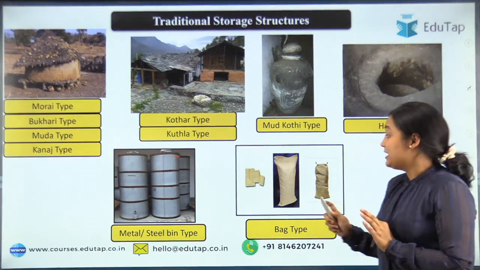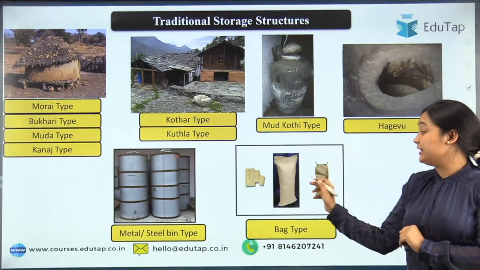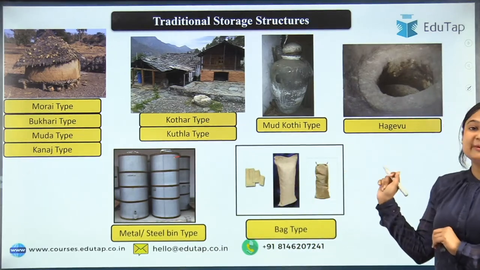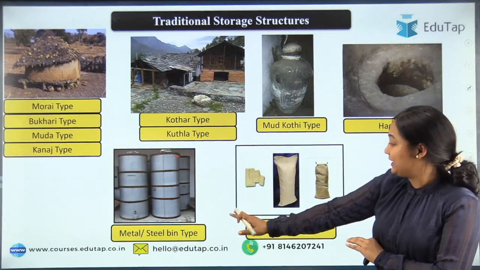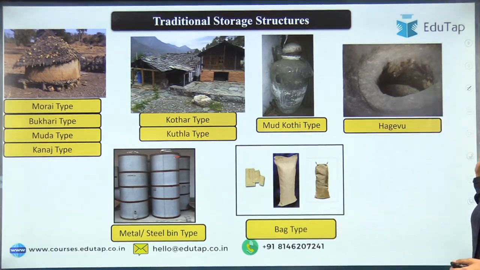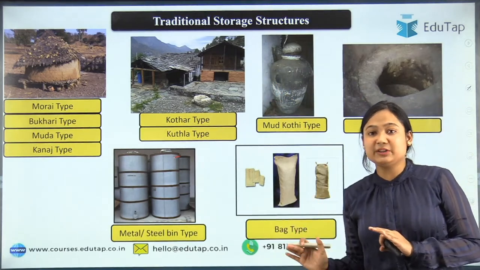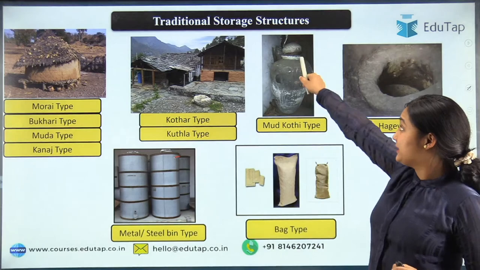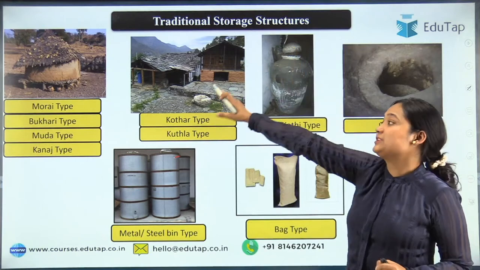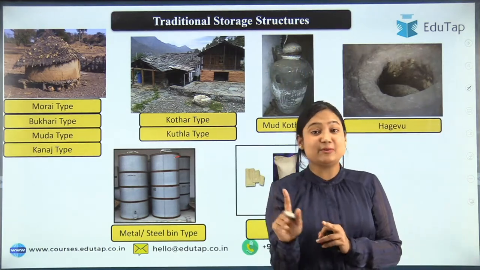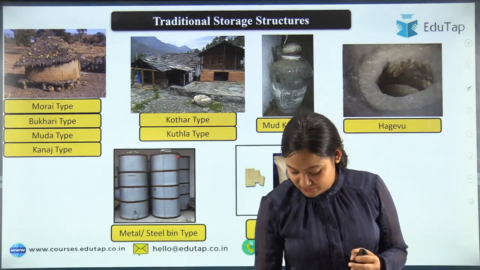And with bags, if my bag capacity is 1 ton, and you have 2 tons of grain, you can take 2 bags. If you have 3 tons of grain, you can take 3 bags. So it will be quite easy. With the bag type, we can modify the storage capacity. Now that is out of the way, I think everybody is clear on the traditional storage structures. If anybody has any doubt, do let me know. For traditional storage structures, you'll have to memorize the types and the name of every structure. If everything is clear, do let me know so I can move on.